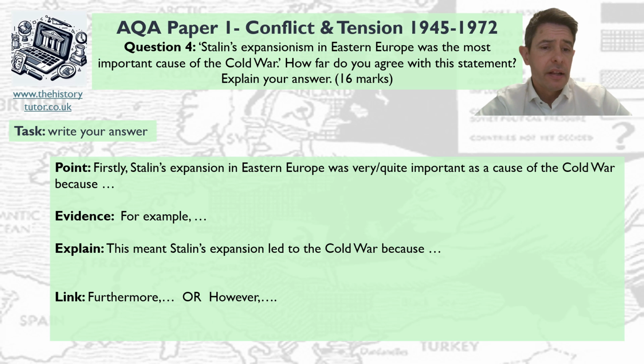Okay, so then you'll give some evidence to support that argument you've given. You'll talk about an event. Then you're going to say how this then caused the Cold War. Okay, so this meant Stalin's expansion led to Cold War because you can talk about the impacts, how different countries reacting, how they're starting to fall out with each other. And then if you think it's very important, you give a furthermore answer. If you think it's only quite important, you give a however answer.